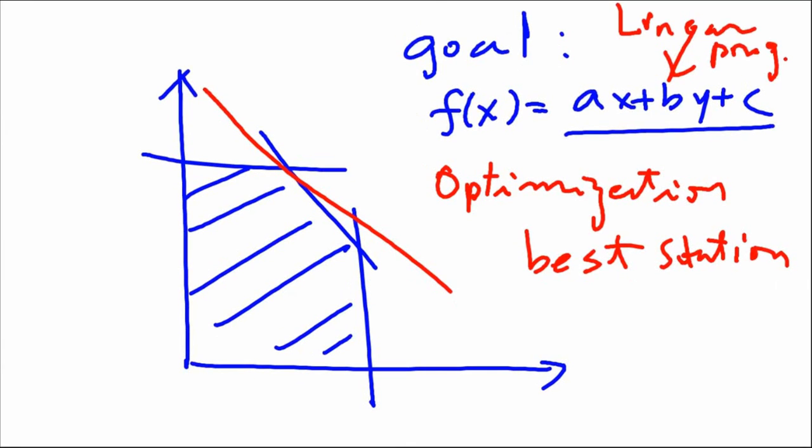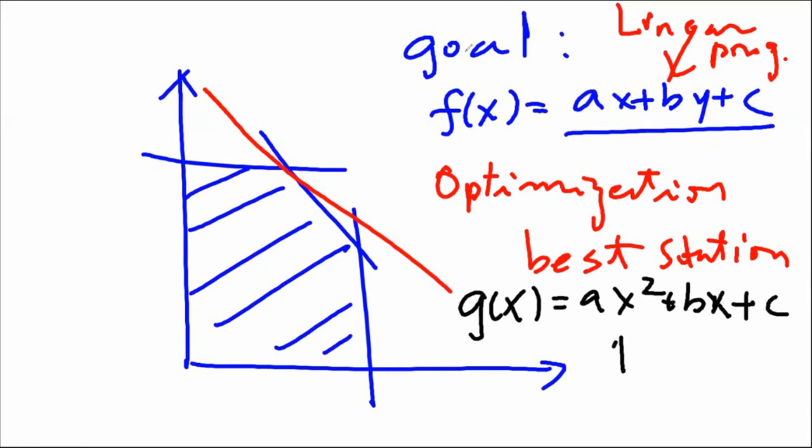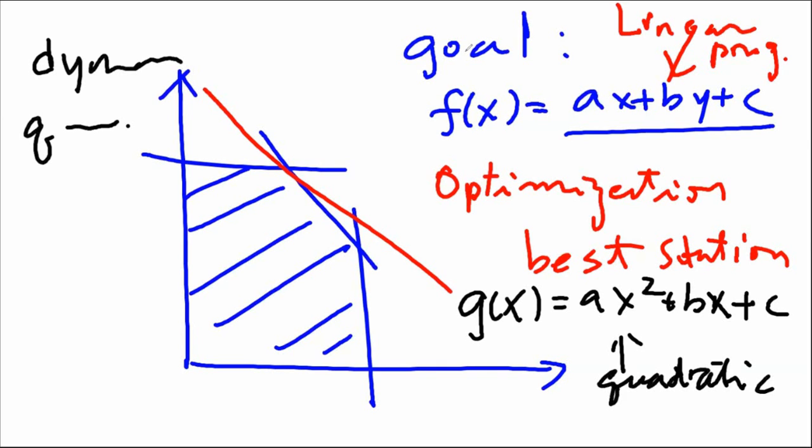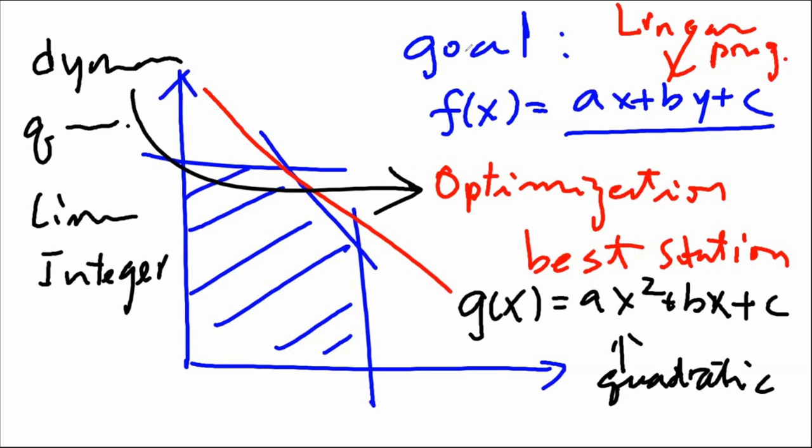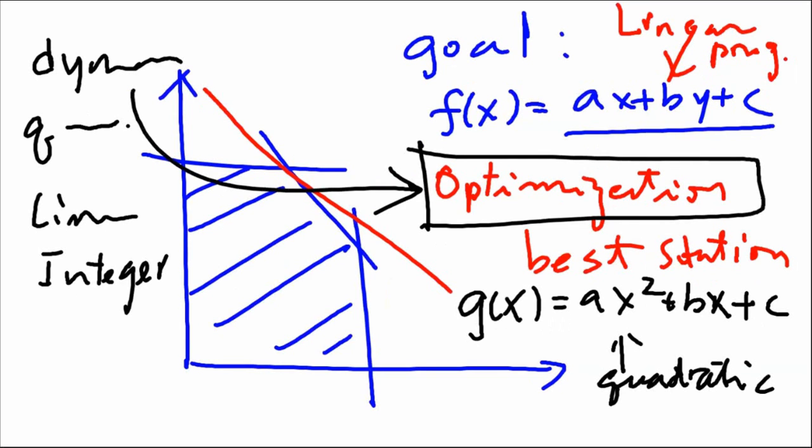And if the goal function is quadratic, say g of x that equals ax squared plus bx plus c, we can call it quadratic optimization. So we hear the names dynamic programming, quadratic programming, linear programming, integer programming. They share the common goal to do optimization. And we try to find the best solution from the solution domain. So a computer program is usually used to solve the problem and try to find the best answer.